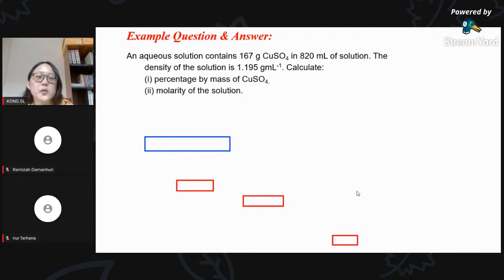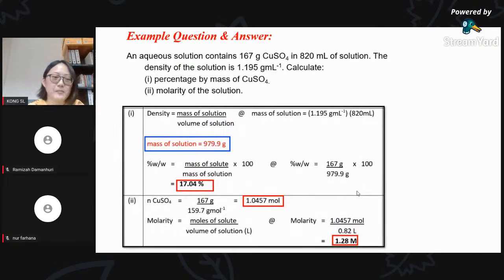Okay. So for this question, we no need to do any assumption. Why? Because if we check, the density is given, mass of solution over volume of solution. We know the density, and the volume of solution is given. You check the unit, here is mL and here is mL. That's why no need to convert anything. You just straight away use 1.195 times the volume. So this is the mass of solution, which is 979.9.